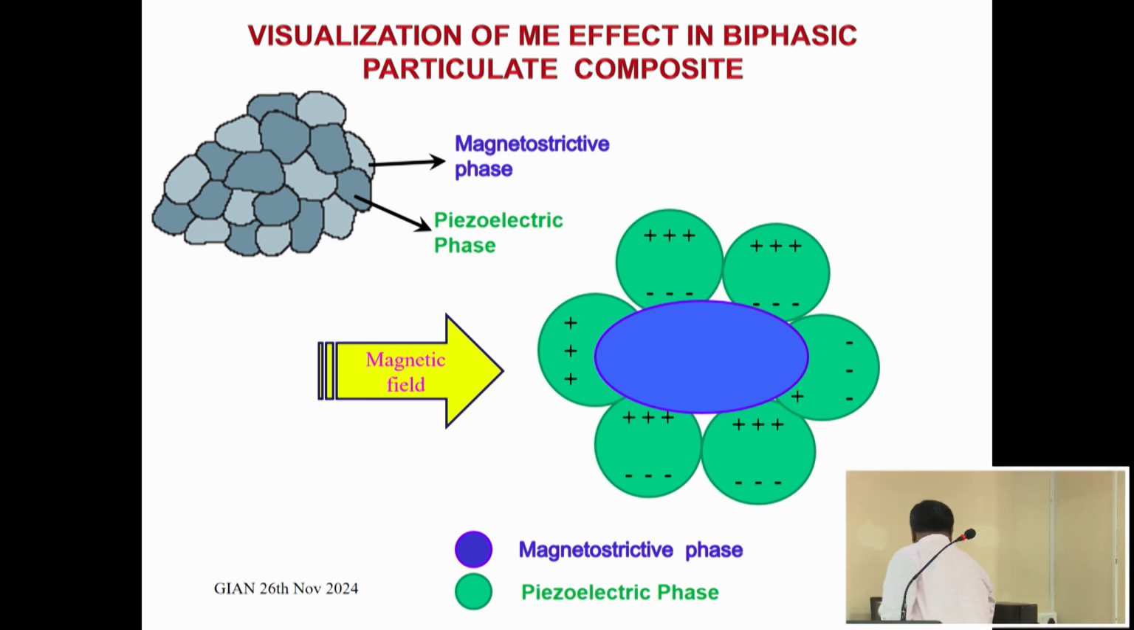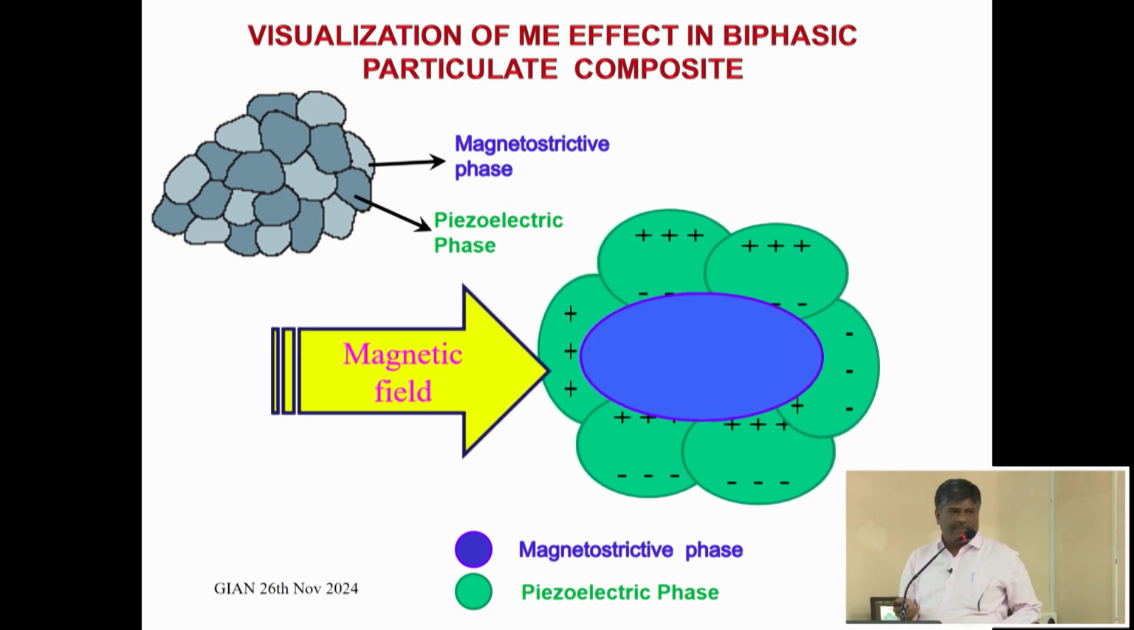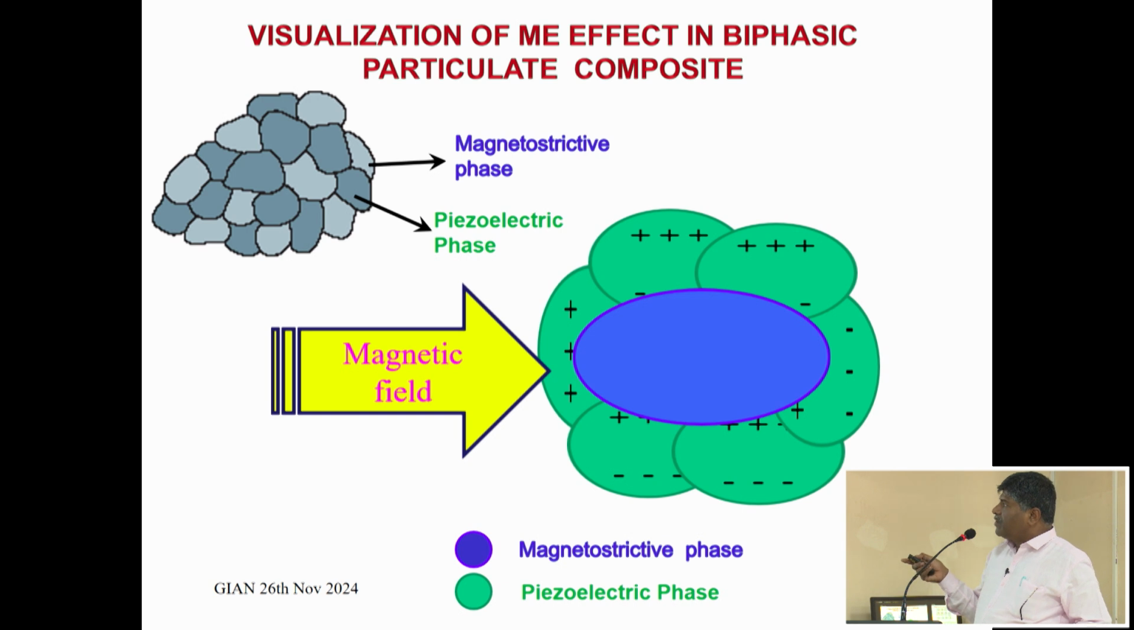Now, this is the picture which will make the idea clear. You can see here, if you apply the external magnetic field, there is a change in the dimensions of the magnetic material, and because of that the piezoelectric material present in the surrounding gets polarized, and that is how you get the output signal. Whatever change in the dimensions applies stress onto the second phase, and that gives the polarization.